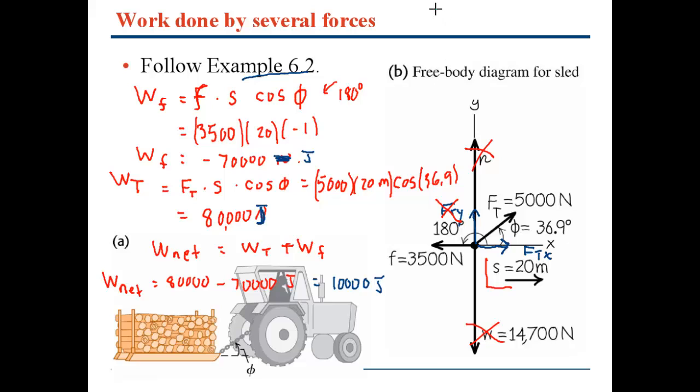Now I can go ahead and write my net force to be the force of the tractor in the x direction minus the friction, and I can go ahead and calculate the net work done. In this case, both of these forces have an angle of 0 degrees with respect to this displacement vector s, and so the cosine would be equal to 1. And we can go ahead and write the net work done.